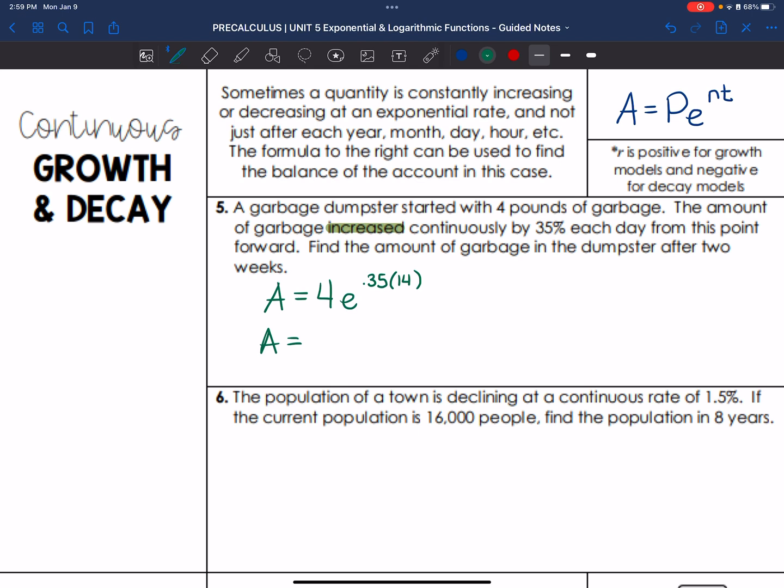You should have a whopping 537.16 pounds of garbage after those days have passed.